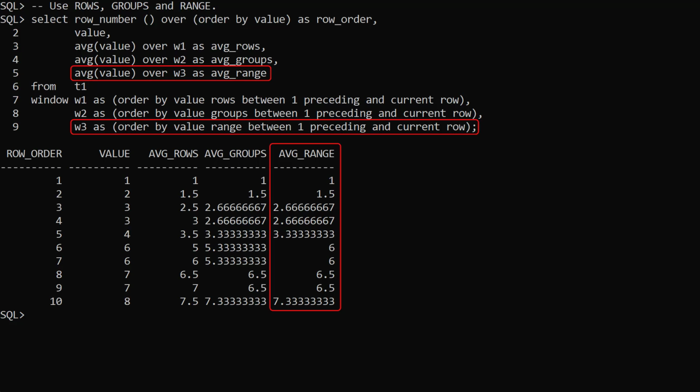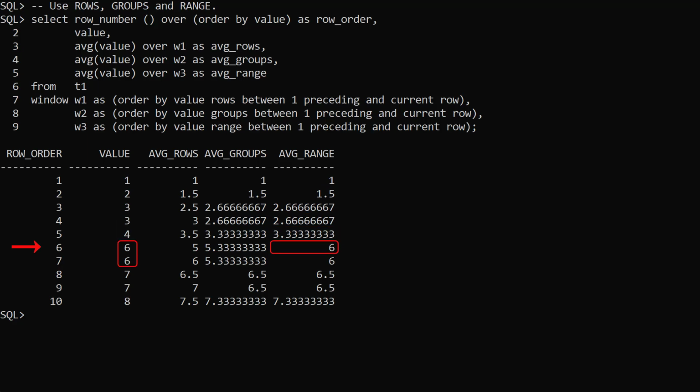When we use the range keyword, we're referring to a range of values in a specific column relative to the value in the current row. We don't know how many rows are included in the range until the data is ordered. The average range column looks similar to the average groups column until we hit a gap in the value sequence.